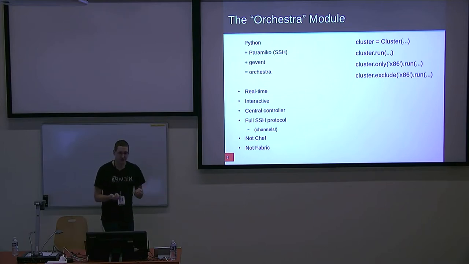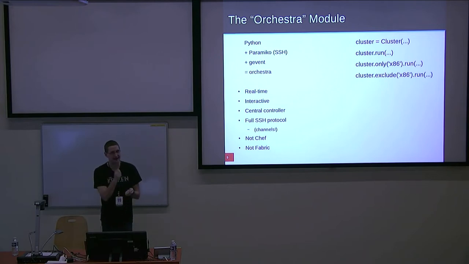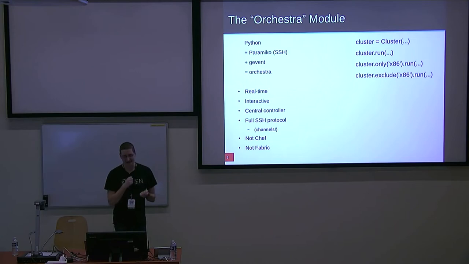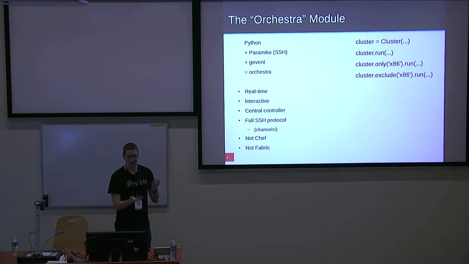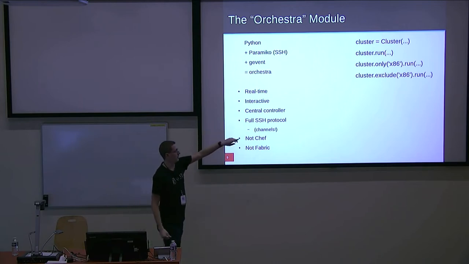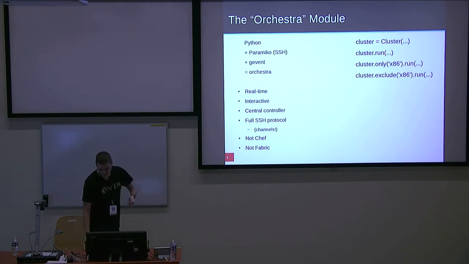Orchestra was cool for us because it let us do SSH commands to different nodes from a controller. And it was real time and interactive, and we could do things like SSH into a server and run a process and get an object back that represented that running process and send its standard input and receive its standard output. And we could do things on a particular server or on all the servers that are of type x86 or all the servers that aren't of type x86 within our cluster.